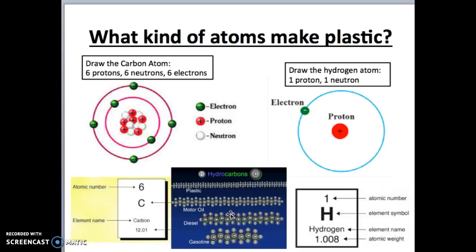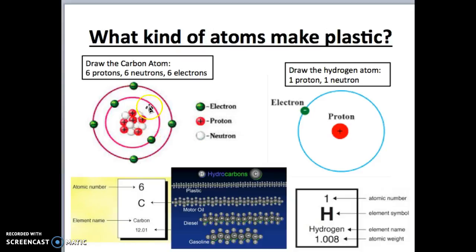We might want to keep that in mind when we are making bioplastic, because what you want to think about is, do the atoms in bioplastic look similar to the way they're arranged in normal plastic? But let's go ahead and look at these two atoms in more detail.